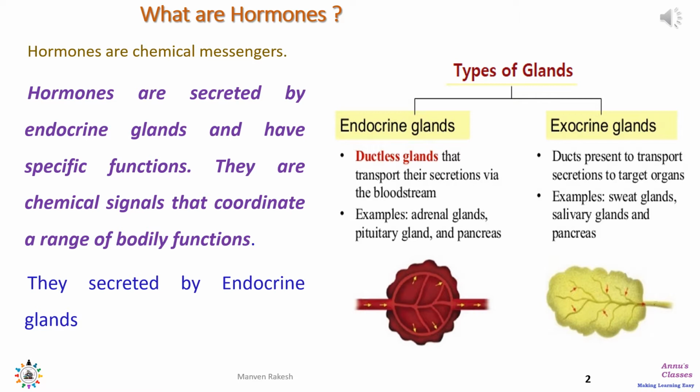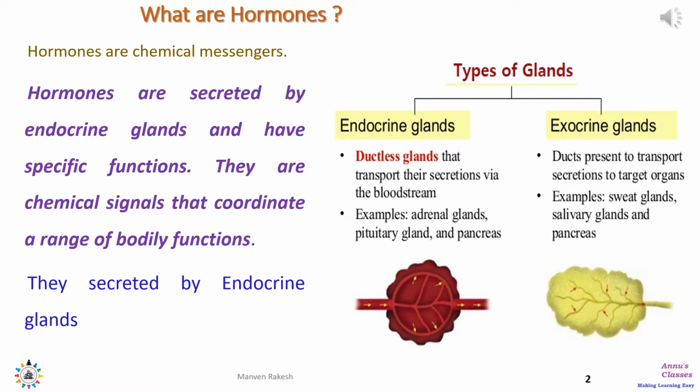While learning about plant control and coordination, we have learned about the plant hormones. Animals also have hormones. These hormones are chemical messengers. Glands, which secrete the hormones and other chemicals, are of two types, endocrine and exocrine.